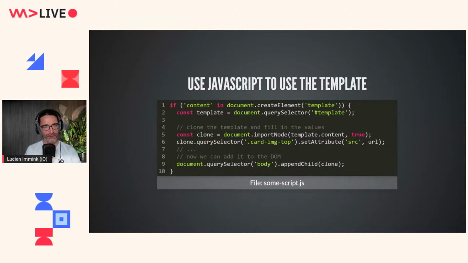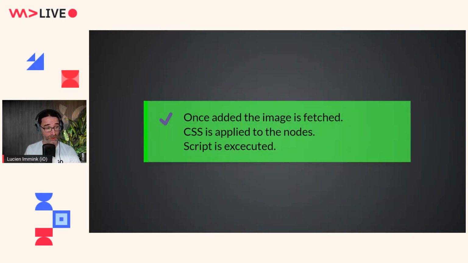And once I'm done populating the values in my clone, I can add it to my document. So in this example, I just add it to the bottom of the page. But once I do, the image is fetched. Once I do, CSS is applied to the node. And once I do, script is executed, because once I do that, that piece of document object comes alive. Right? So with templates, we have a mechanism to populate the contents of an HTML node without showing it anywhere. So it's all in memory, and attaching it to the document object model.